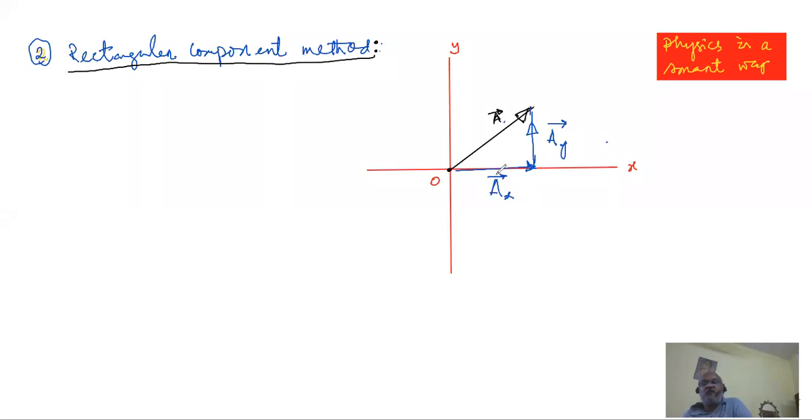Or else a student can claim that let me move in this direction. He or she can move in a direction like this, first parallel to the y-axis. Okay, like this. Then he or she can move like this. This is AY and this is AX.